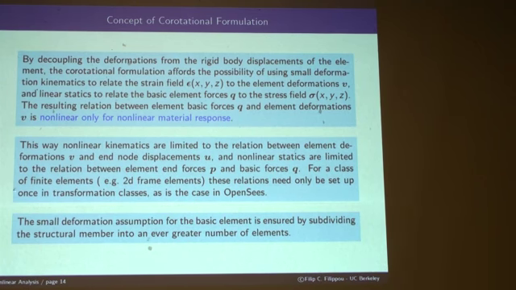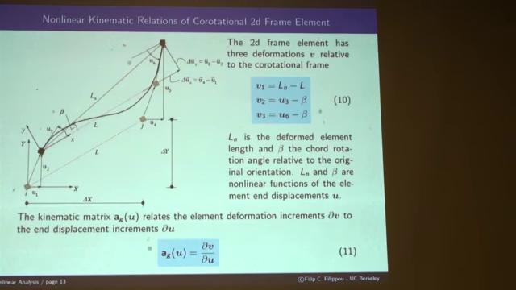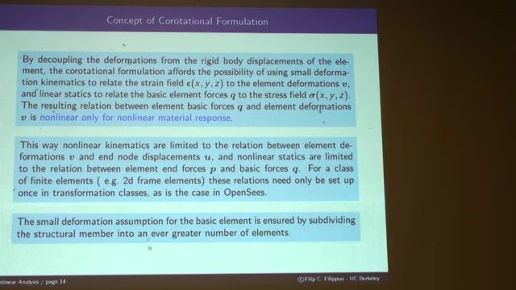For a class of finite elements, what does class of finite elements mean? All the 2D frames, all the 3D frames, all the plates, 4 node, 6 node, whatever. These relations, i.e. this relation and this relation, can be done once in transformation classes. So the transformation class of OpenSees, which is one of its incredible strengths, is set up once for all the frames.